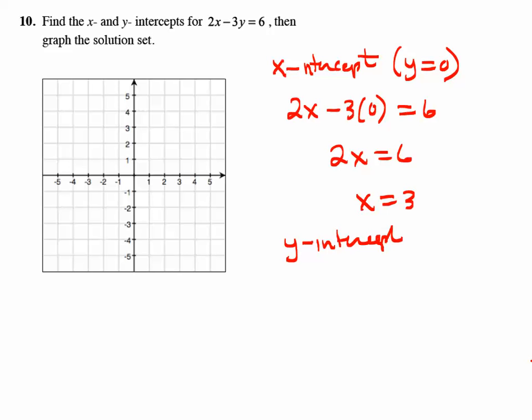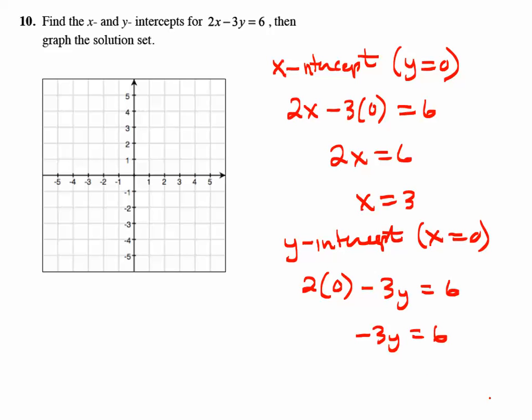Going the other way here for the y-intercept, we're going to plug in 0 for x this time, so 2 times 0 minus 3y equals 6. Really, technically, again, do we even need to write this down? No, because this is going to go away, right? So how about negative 3y equals 6 right away? At that point, you should be able to figure out that y is equal to negative 2.